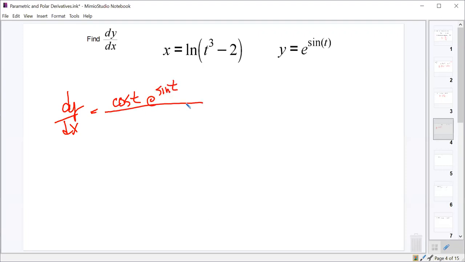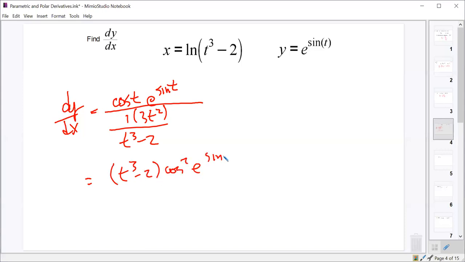And then in the denominator, the derivative of natural log of u is 1 over u, so 1 over t cubed minus 2, times the derivative of t cubed minus 2, so 3t squared, which is going to give us t cubed minus t times cosine t times e to the sine t over 3t squared. Good or no?